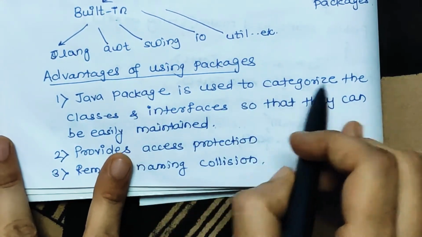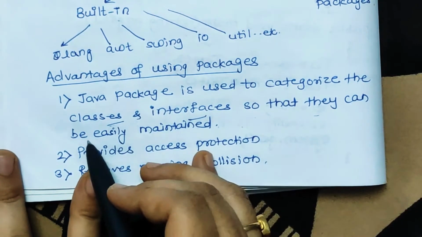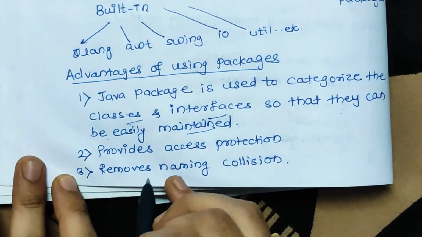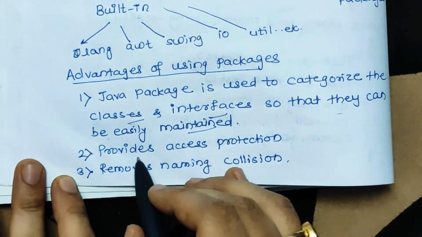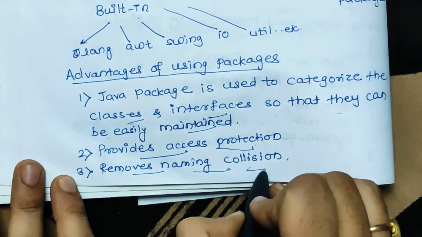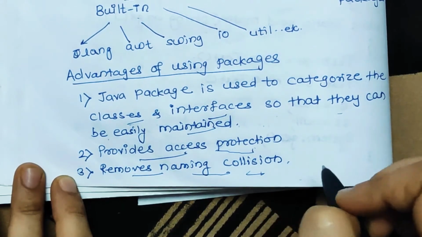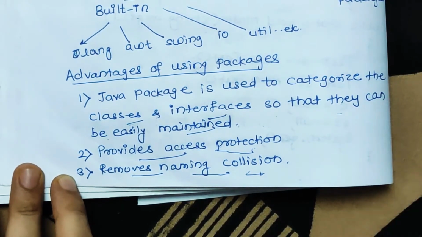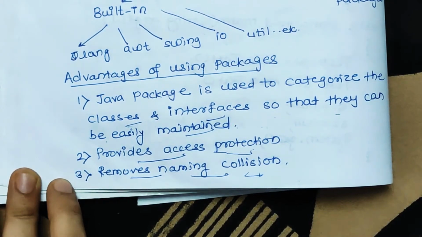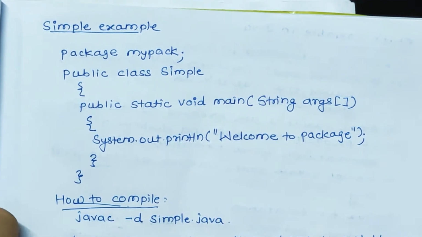A Java package is used to categorize the classes and interfaces so that they can be easily maintained. Another advantage of using packages is that it provides access protection and it removes naming collision. Suppose somebody has the same class and tries to use the same class name. In that case, because of packages, this naming collision problem will not occur. So these are some advantages of packages in Java.